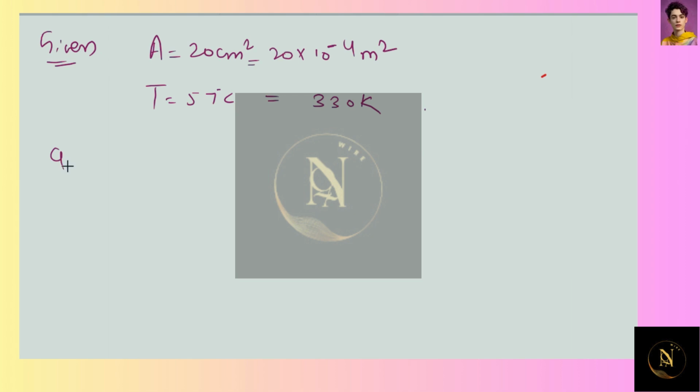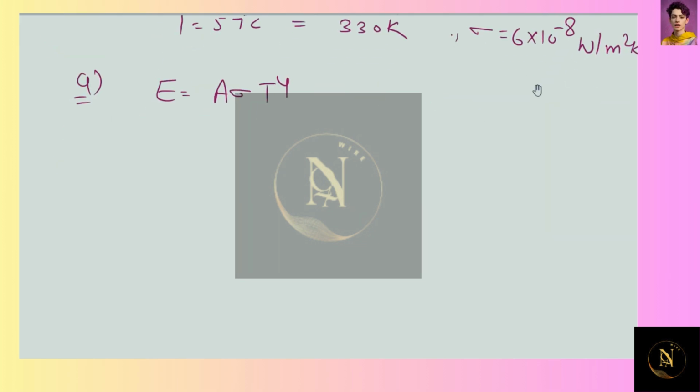Now in the first part of the problem we have to find the radiation that falls on it, that is given by E is equal to A into sigma into T to the power 4, and we have the Stefan-Boltzmann constant, sigma, which is equal to 6 into 10 to the power minus 8 watt per meter square Kelvin to the power 4.